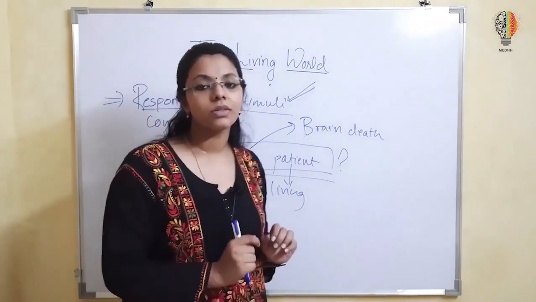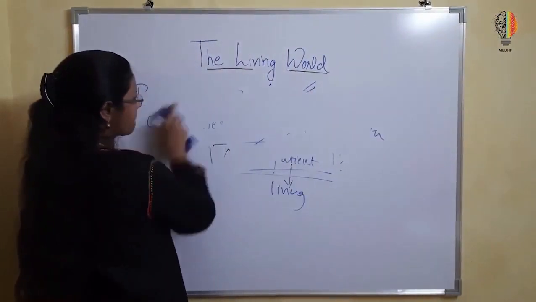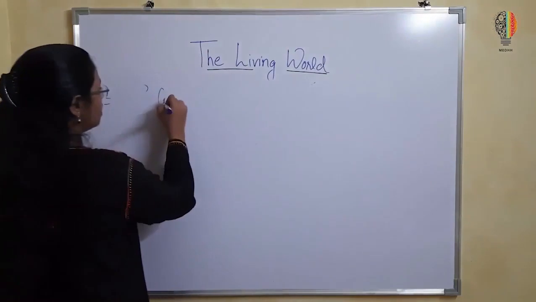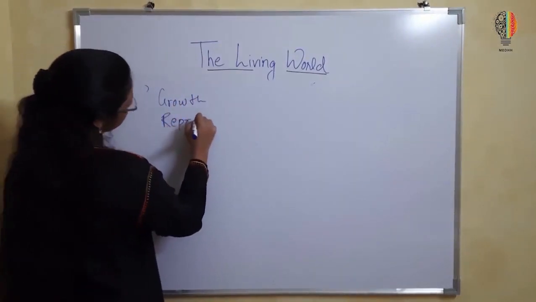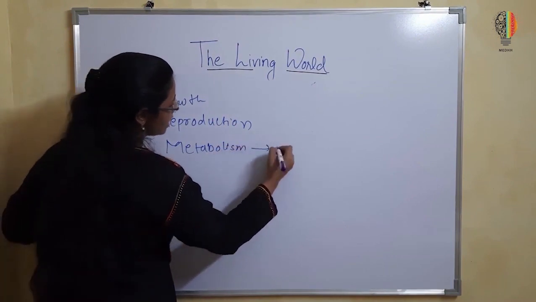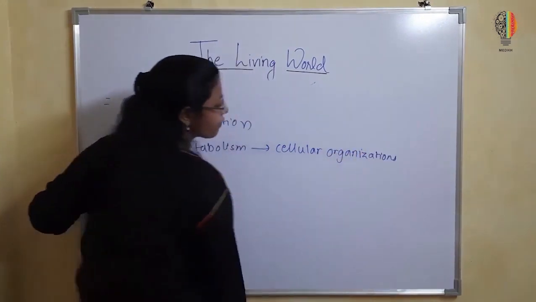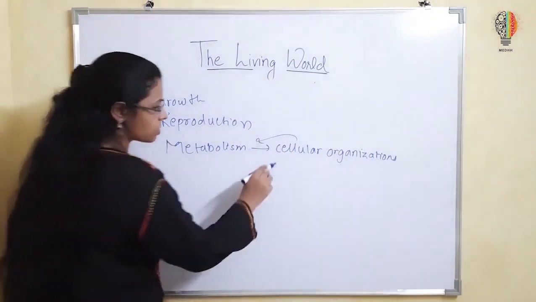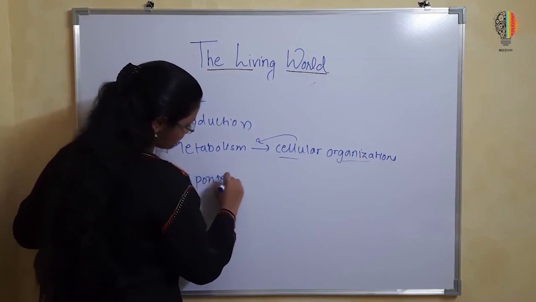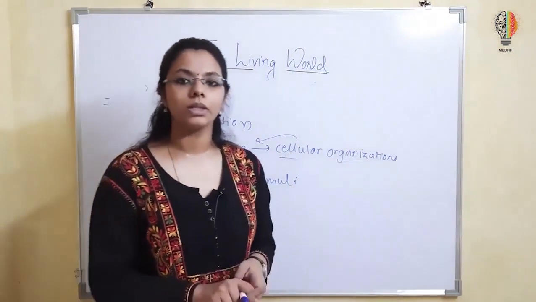So those were the characteristics of living matter, and we decided which one is the defining property. Okay. Growth, reproduction, metabolism. Metabolism is also somewhere related to cellular organization, that even various types of cellular organization have an effect on metabolism. So this is also considered as a defining property, and response to stimuli. So this was considered as the defining property of a living thing.